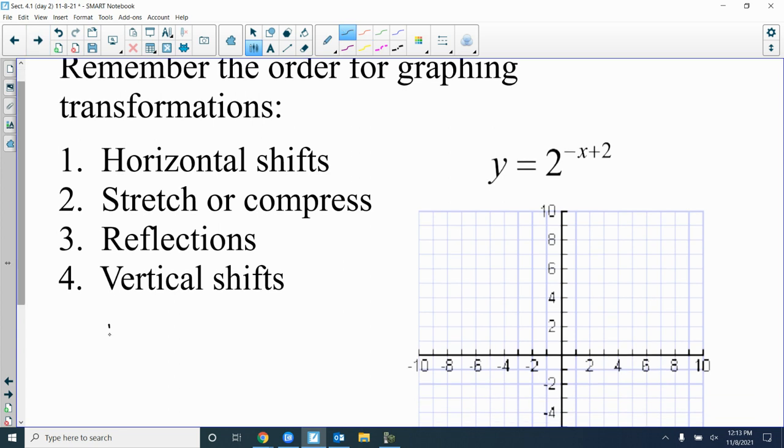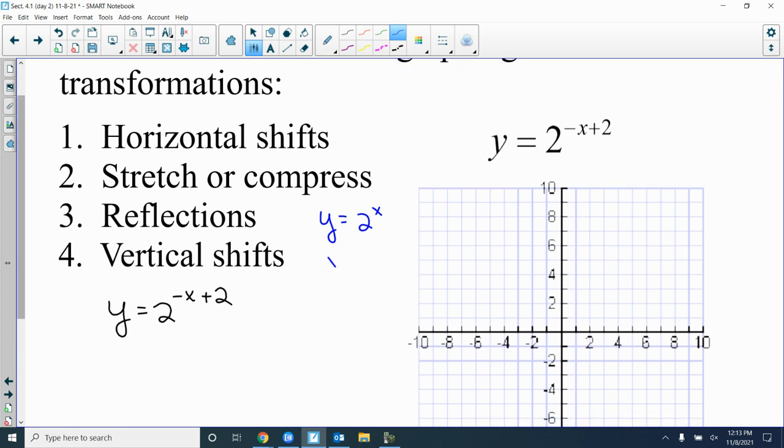Y equals 2 to the negative x plus 2. And we'll graph, that would be that A there on the bottom. I'm going to graph the parent function, the 2 to the x, on here just so I have it. I'm going to make a quick table, which we did on the front, but that was on Friday. So that's been a few days ago.